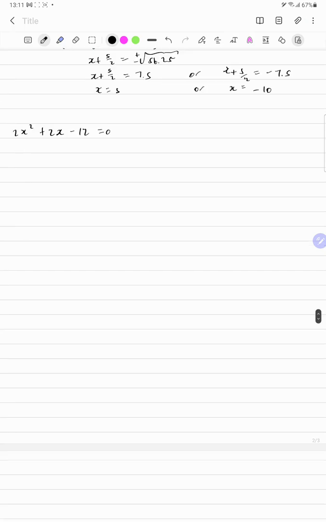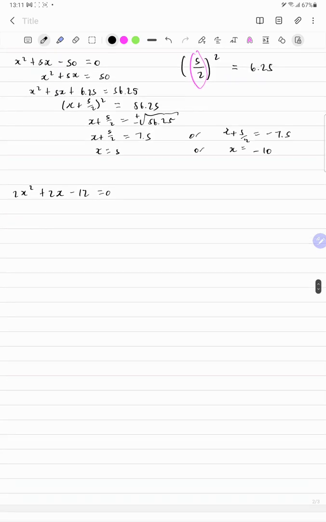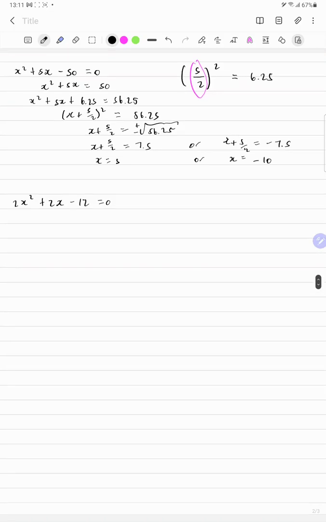Okay guys, here we have another example, but in this example the coefficient of the first term is not equal to 1. Notice that in order to complete the square, we always have to make sure that the coefficient of the first term is equal to 1. So we divide through by 2, since the coefficient is 2, and 2 divided by 2 is 1, right? So dividing by 2 gives us x squared plus x minus 6 is equal to 0, right?